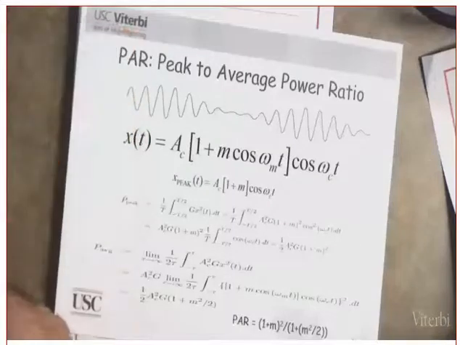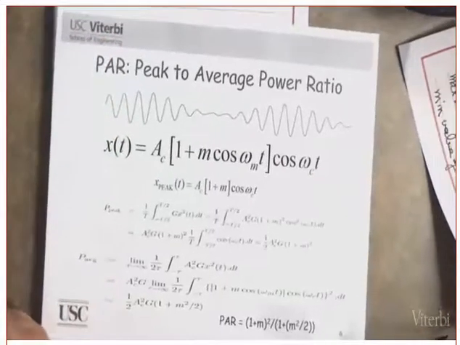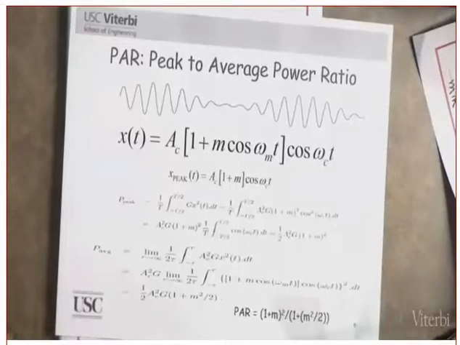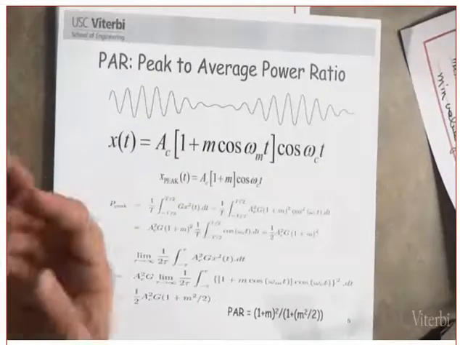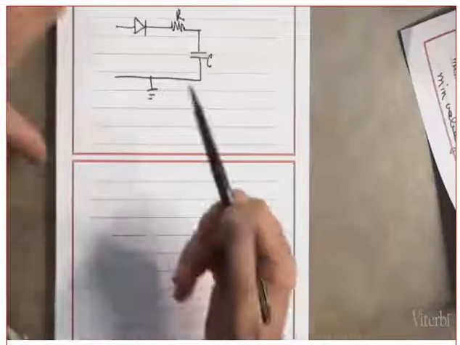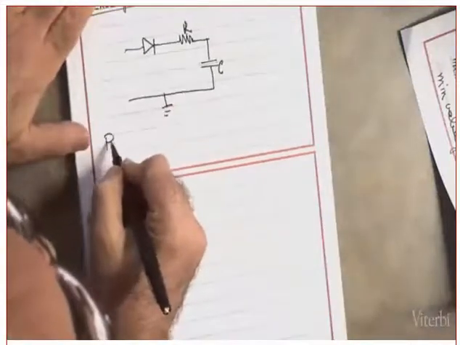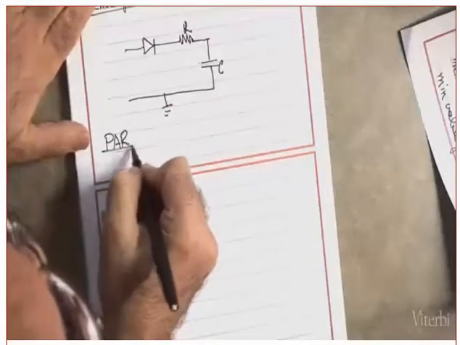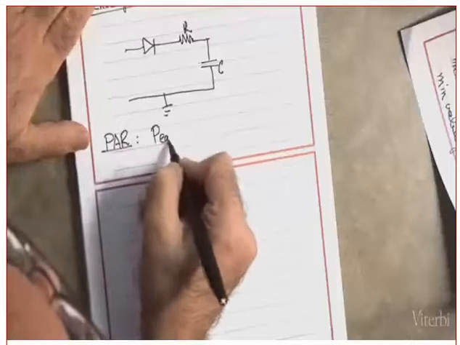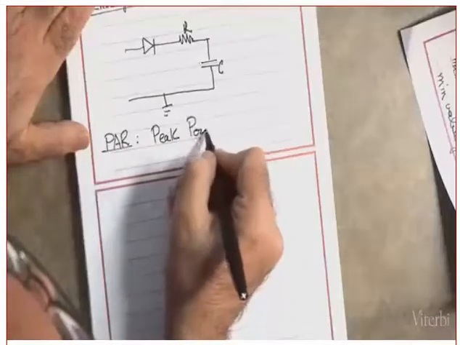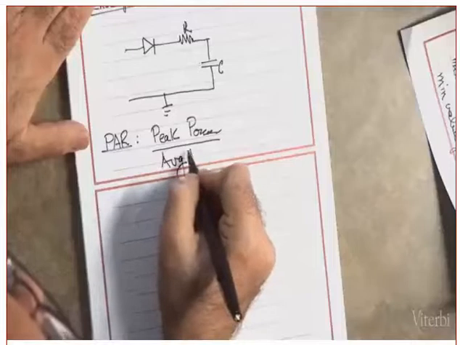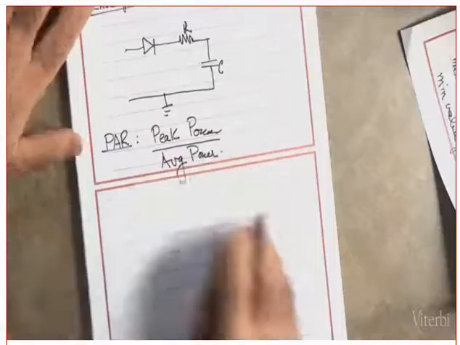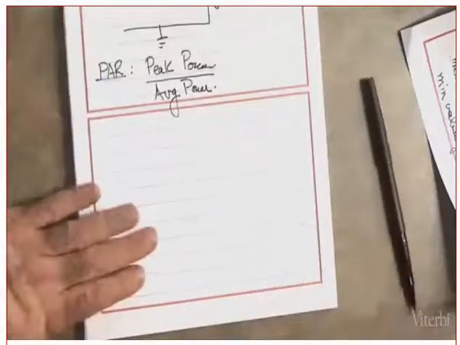If this happens to be close to 1, what does it mean? It means that the amplitude is relatively constant. Clear? But how do we define it? Listen to how we define it. So the power is the peak power to what? Average power.